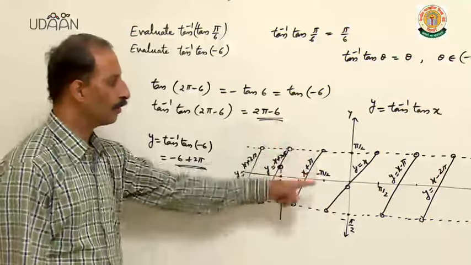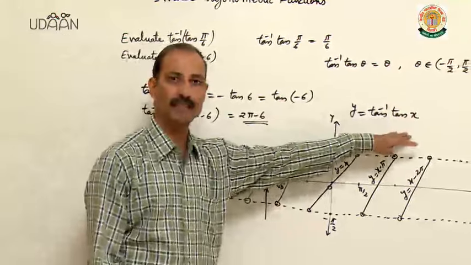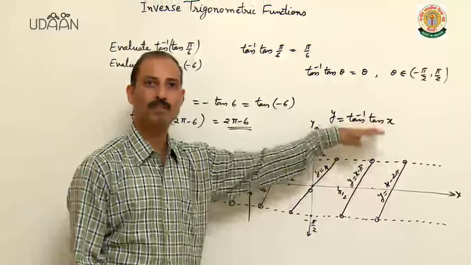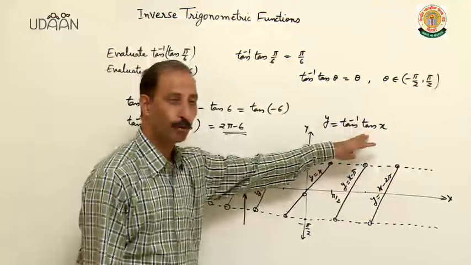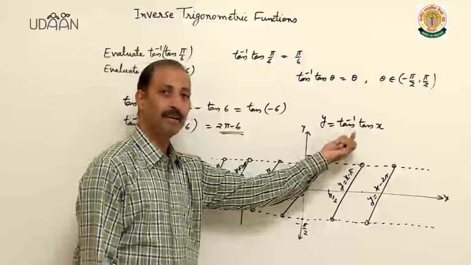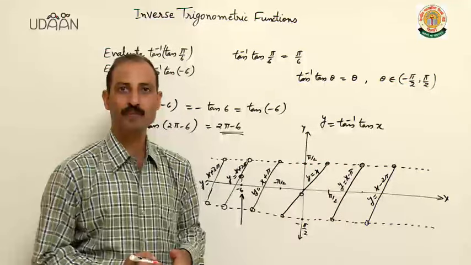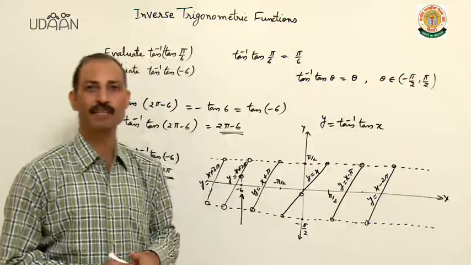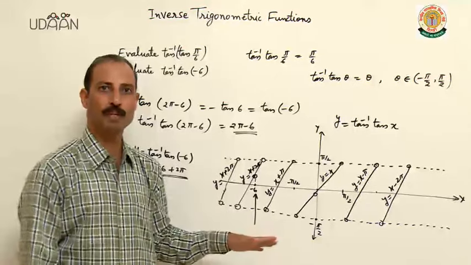So you have to study these graphs: tan inverse of tan x, sin inverse of sin x, cos inverse of cos x, and the opposite also, that is, tan of tan inverse x, sin of sin inverse x. These graphs are given in the modules.